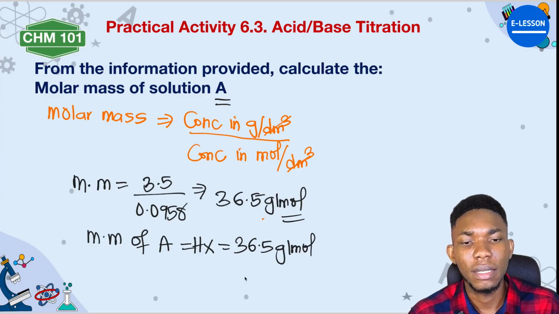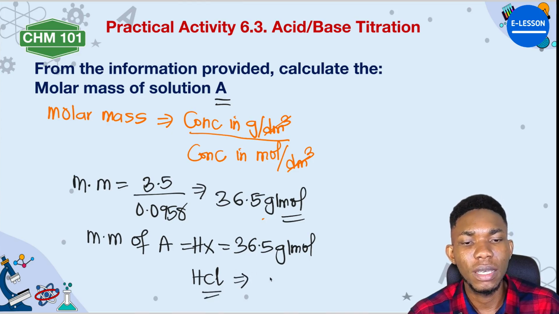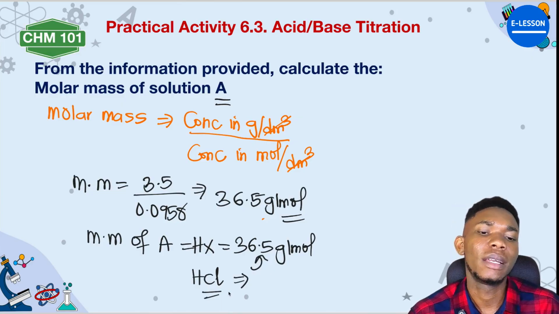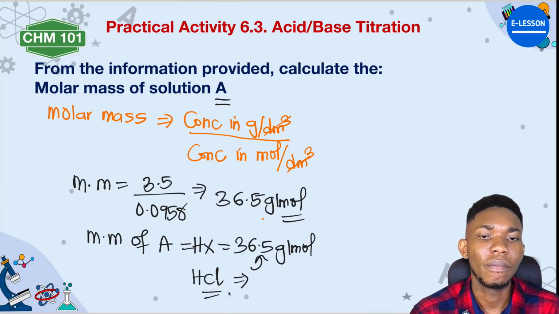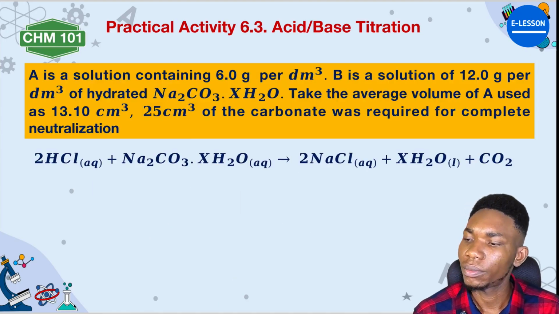And that makes sense because HX, I speculated, will give us HCl. And if you calculate the molar mass of HCl, it will give us exactly 36.5 gram per mole. Is that okay? So that is that for that particular one. Let's see the next question.